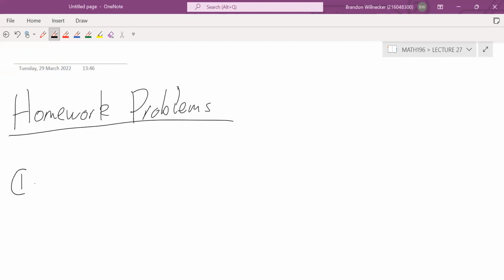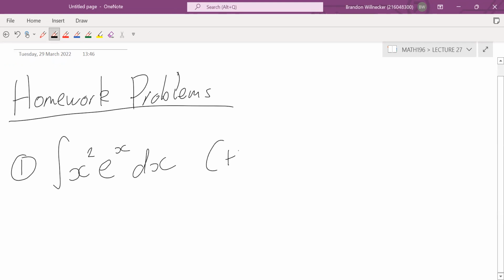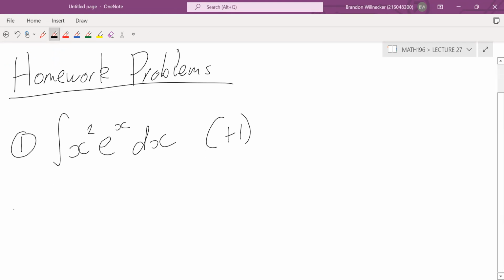So the first question here, this is worth one mark. We have the integral x squared e to the x dx. So that's 1 bonus mark. Integral of x cos x. Oh, sorry. Let's make it a bit more difficult.